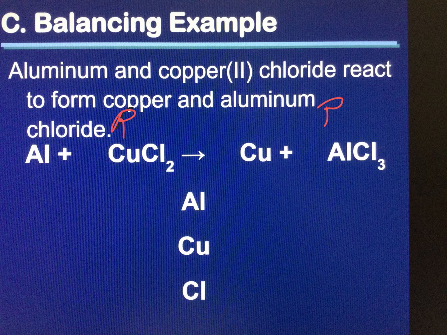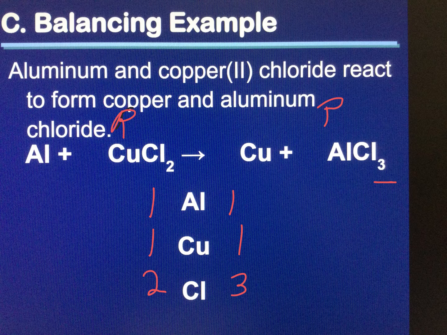Let's do it this way. We have 1 and 1 of aluminum. Okay, how many coppers do we have? 1 and 1. You have 1 and 1. Okay, very good. Now how many chlorines do you have on the reactant side? You have 2 on the reactant side. And how many chlorines do you have on the product side? You have 3. Very good.